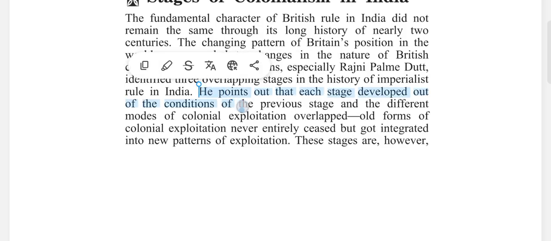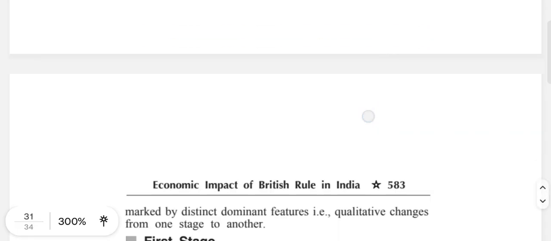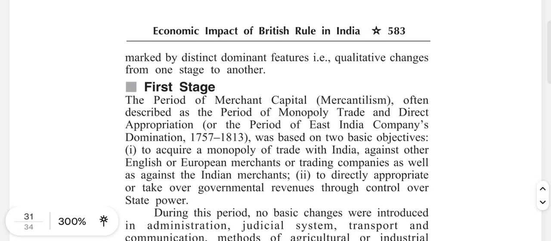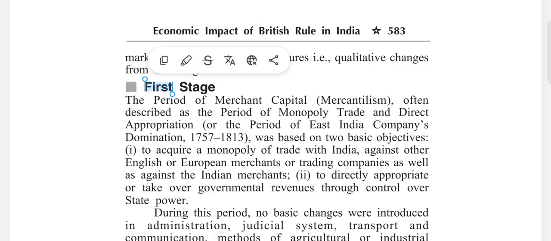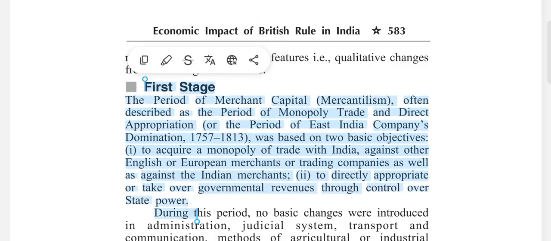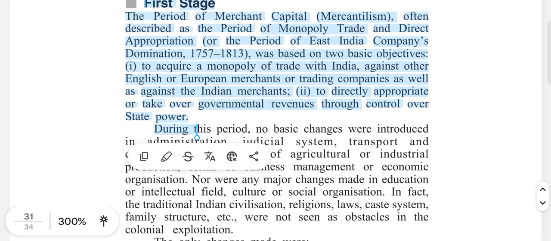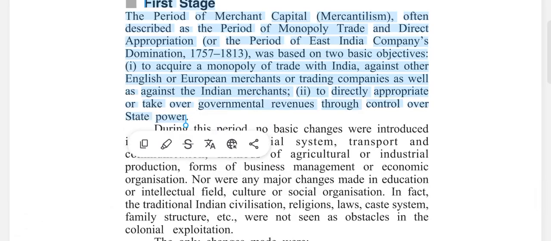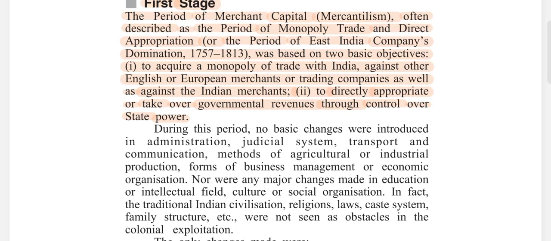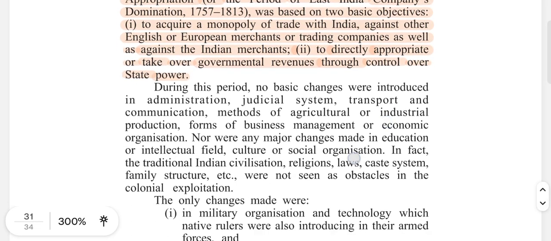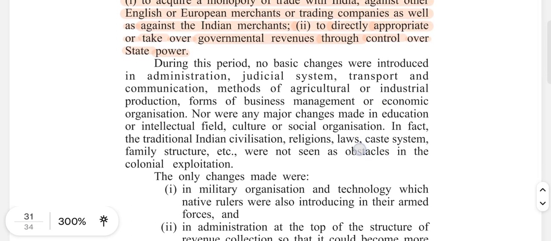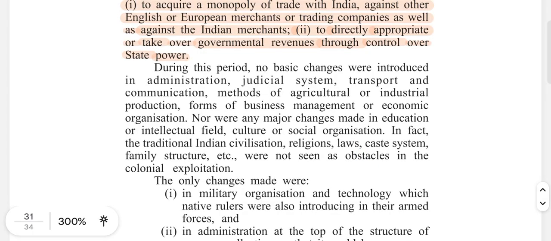These stages are, however, marked by distinct dominant features, i.e., qualitative change from one stage to another. First stage, the period of merchant capital, mercantilism, often described as the period of monopoly trade and direct appropriation, or the period of East India Company's domination, 1757-1813, was based on 2 basic objectives. One, to acquire a monopoly of trade with India, against other English or European merchants or trading companies, as well as against the Indian merchants. Two, to directly appropriate or take over governmental revenues through control over state power.